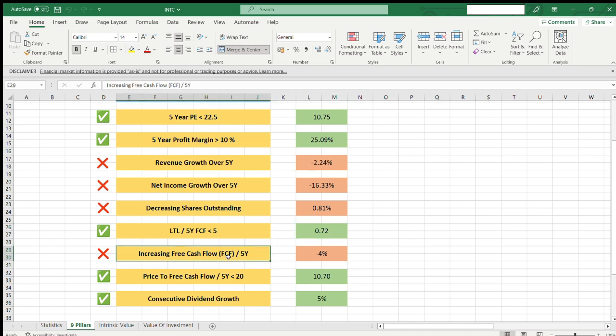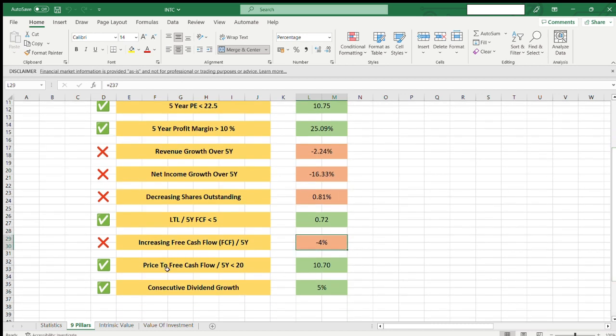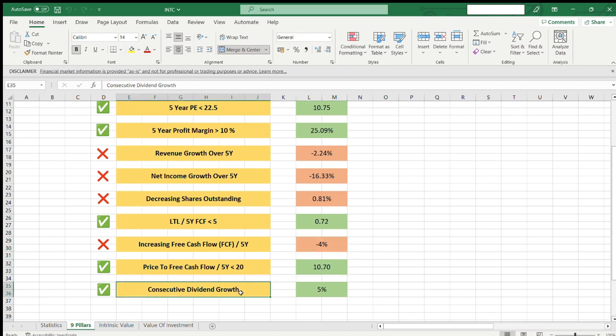Next, we want there to be an increase in free cash flow over the last 5 years, and as we can see, similarly to revenue and net income, this has been decreasing as well. After that, we want the price to free cash flow to be below 20, which it is. And finally, we want there to be consecutive dividend growth.